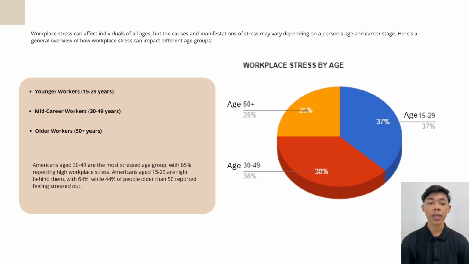Workplace stress by age can affect individuals of all ages, but the cause and manifestation of stress may vary depending on a person's age and career stage. Here is a general overview of how workplace stress can impact different age groups. First is younger workers, aged between 15 to 20 years old. Younger workers may experience stress due to job insecurity, temporary positions, or the need to consistently prove themselves in their early careers. They may be pressured to meet high expectations, especially in competitive industries or when starting a new job.